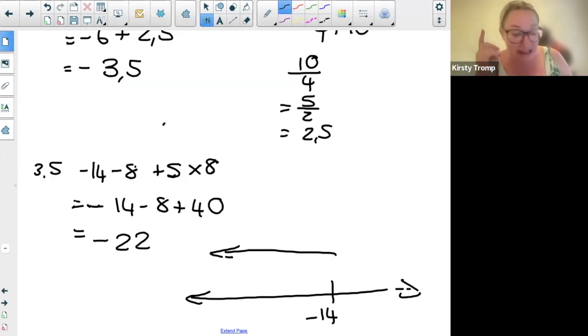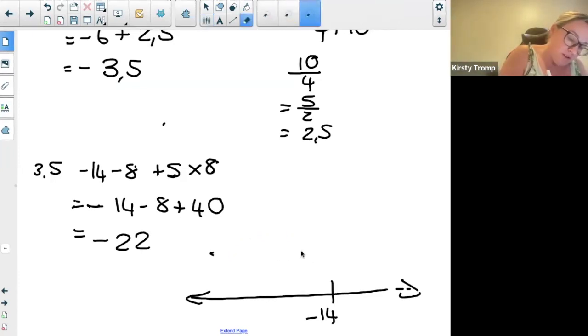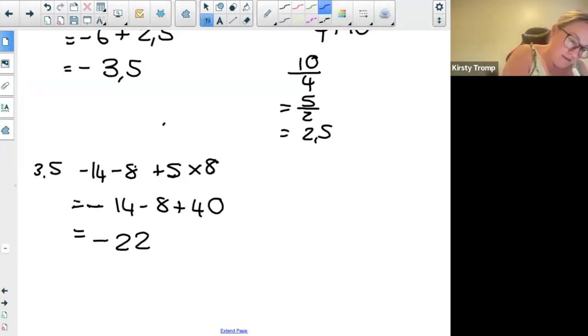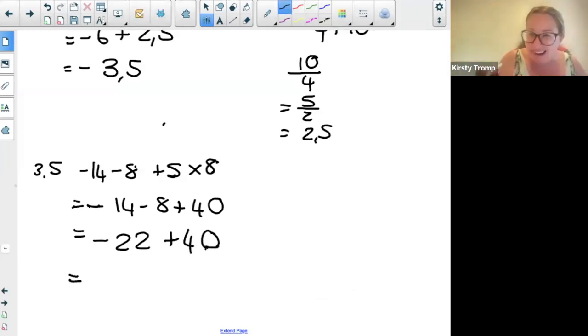It's a tricky one. Be careful, okay? And then what am I going to do? I'm going to add 40. Yes, ma'am. Okay, cool. Plus 40. Now I can do that thing where I shuffle it around. So I can say 40 minus 22, which is going to give me 18.